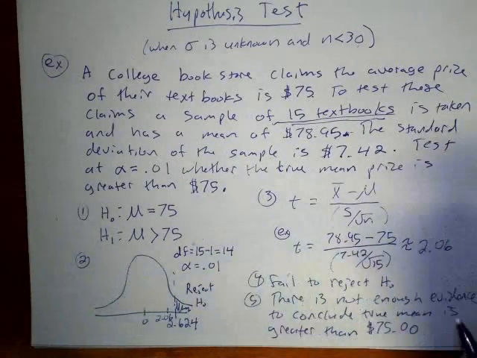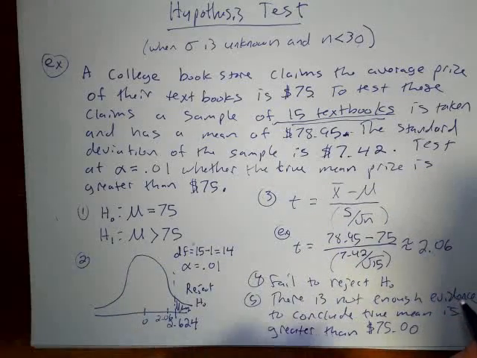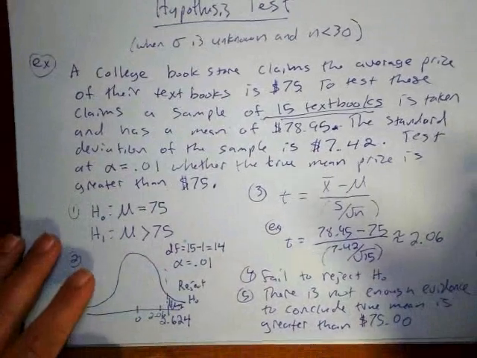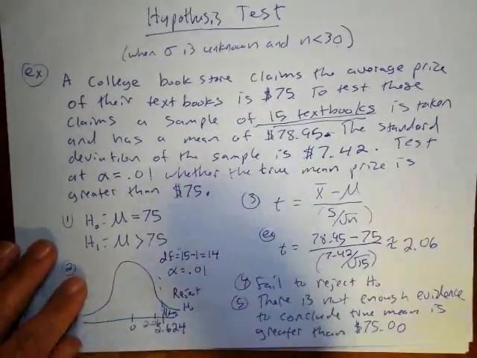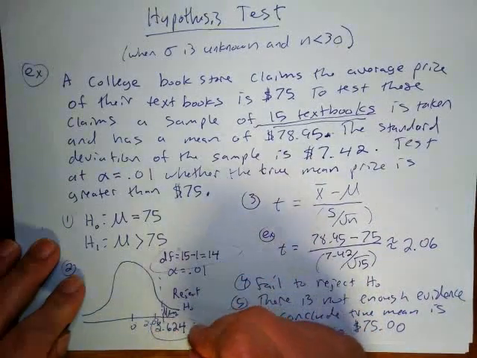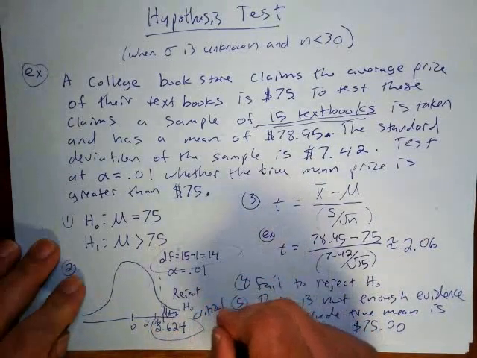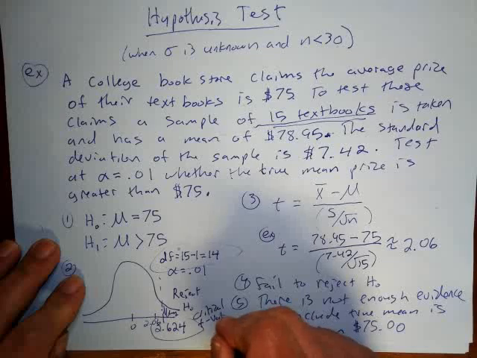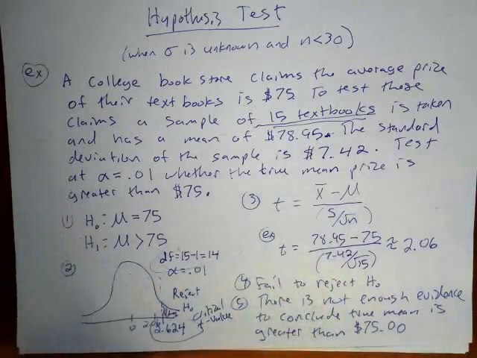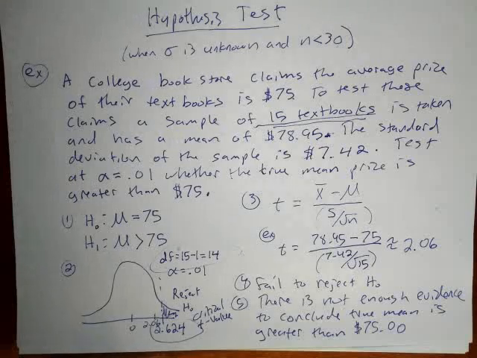Really nothing changes here, except for the degrees of freedom, n minus 1 degrees of freedom, and this is a critical t-value. That's really the only difference, and then you perform the test like normal.